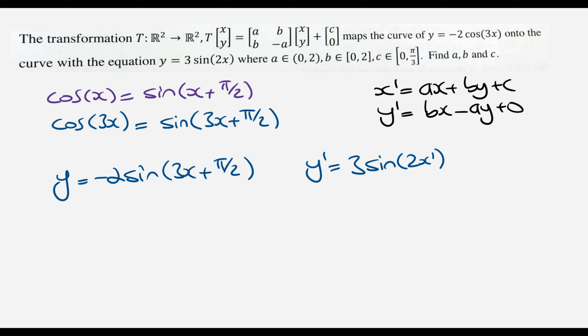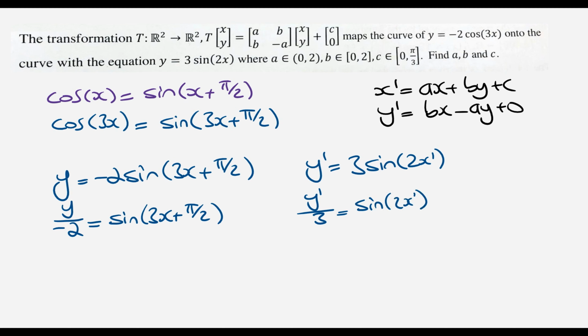And so the original function is going to be y divided by minus 2 is equal to sine of 3x plus pi on 2. And for the transform function, this is going to be y dash divided by 3 is equal to sine 2x dash. And now we have this in equivalent form. And now we equate the y's and the x's. And so we're going to get y over minus 2 is going to equal y dash on 3. And we're going to get 3x plus pi on 2 is equal to 2x dash.